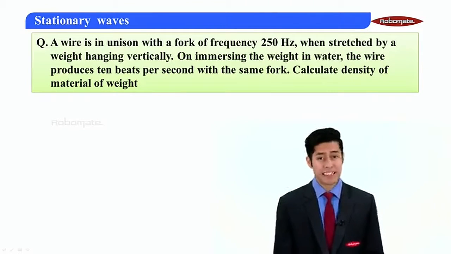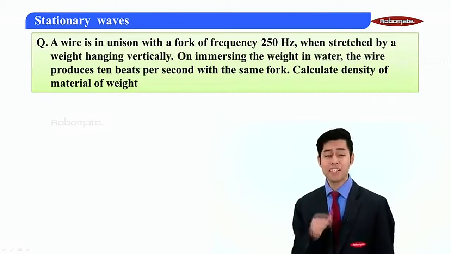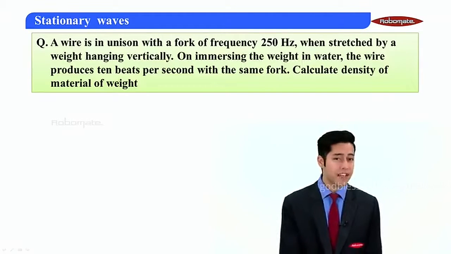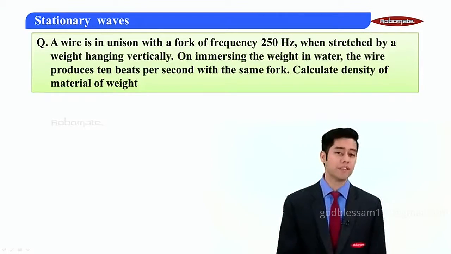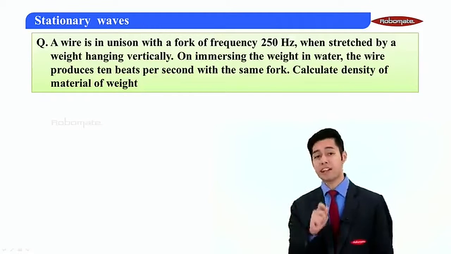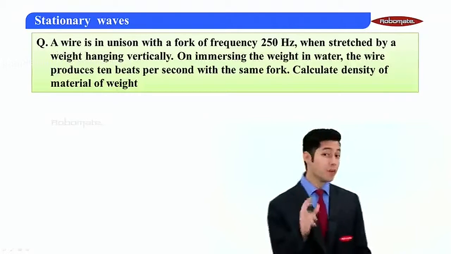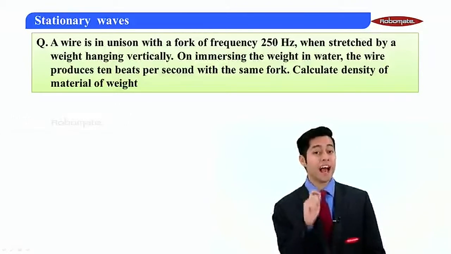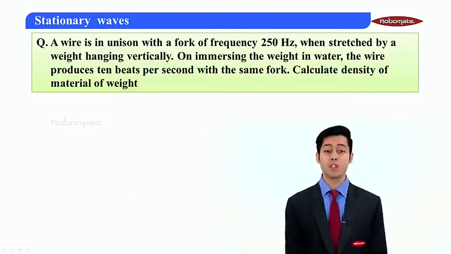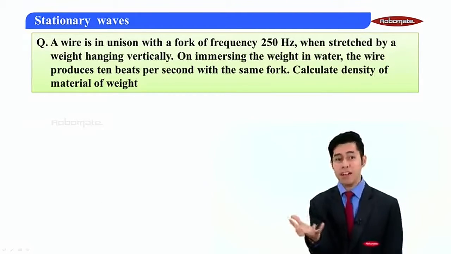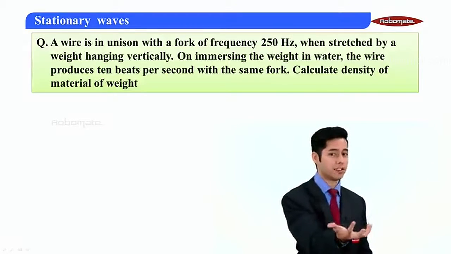In this problem, it says that there is a wire which is in unison with the tuning fork having a frequency of 250 Hz, when stretched by a weight which is hanging vertically. Now the weight is hanging vertically, students, and the frequency is 250 Hz. Now what do I do with this weight? I immerse the weight in the water.